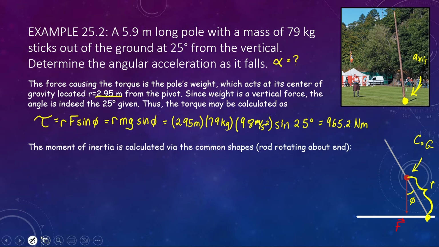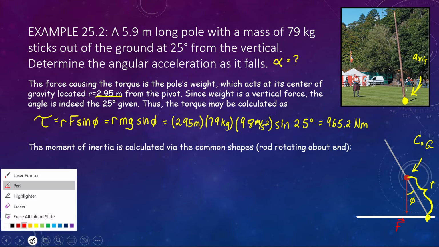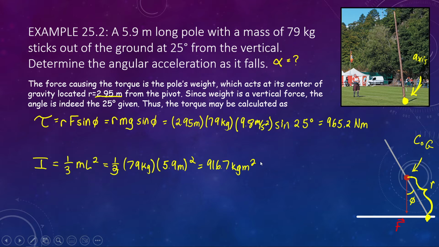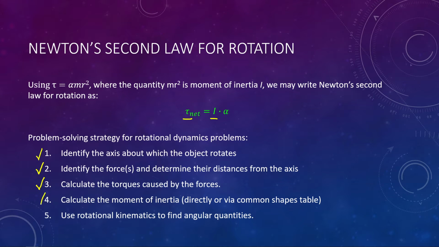So, moment of inertia is I. I is given by what we just saw in our table, 1/3 m L squared. So we have 1/3 the mass, which was 79 kilograms, times the length squared. The length of the object was the full 5.9 meters, quantity squared. This gives us 916.7 kilogram meters squared, which means we have completed step 4.